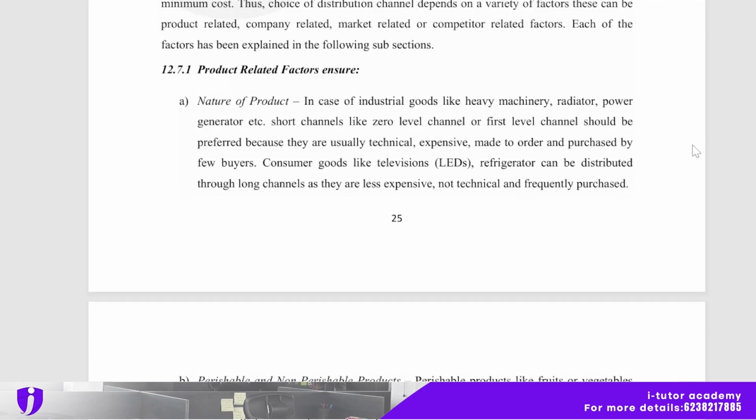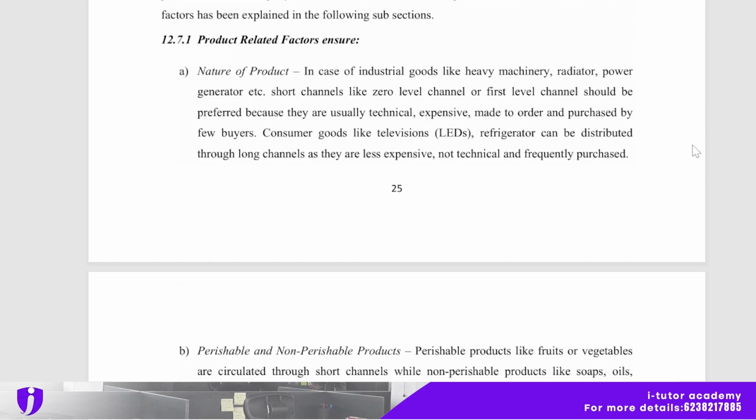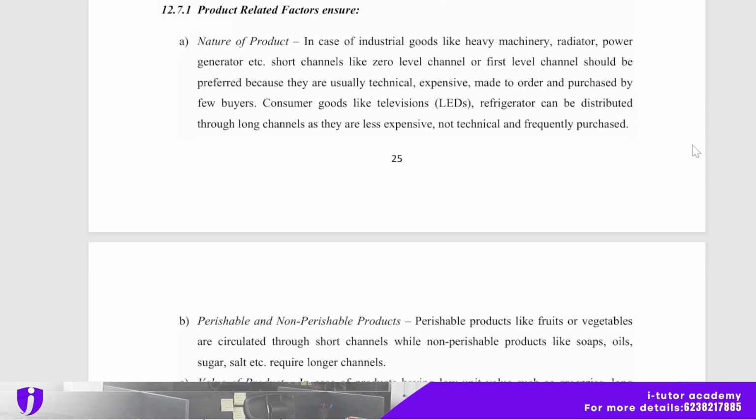In case of industrial goods like heavy machinery, radiator, power generator, etc., short channels like zero level channel or first level channel should be preferred because they are usually technical, expensive, made to order, and purchased by few buyers. Consumer goods like a television, refrigerator can be distributed through long channel as they are less expensive, not technical, and frequently purchased.